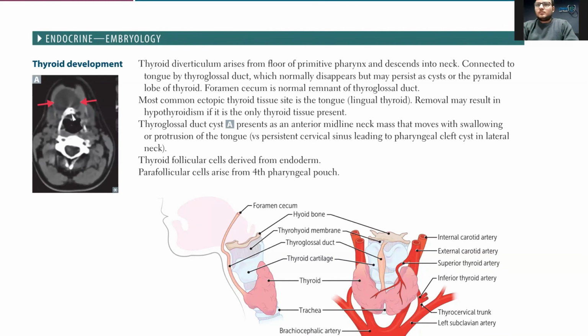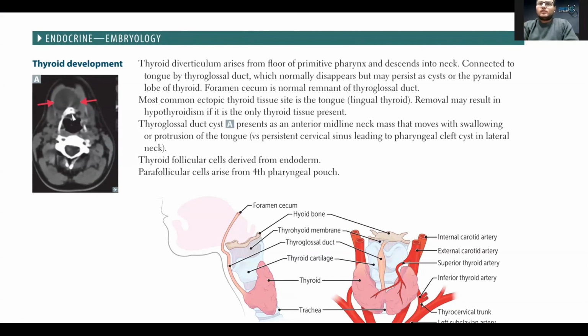I am Dr. Kamran. So we are starting the endocrinology. This is our first lecture of endocrinology. First of all, we will study the thyroid development in our first lecture of the endocrinology series. We will discuss what the development of thyroid is, how thyroid is developed.